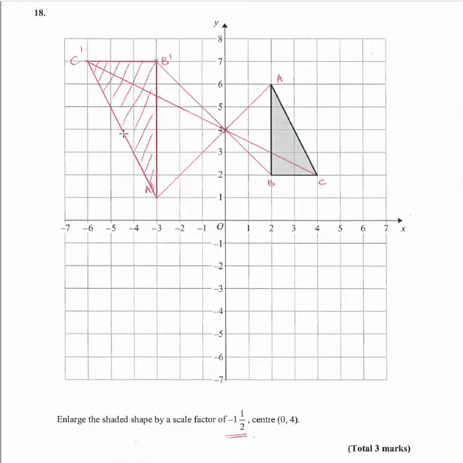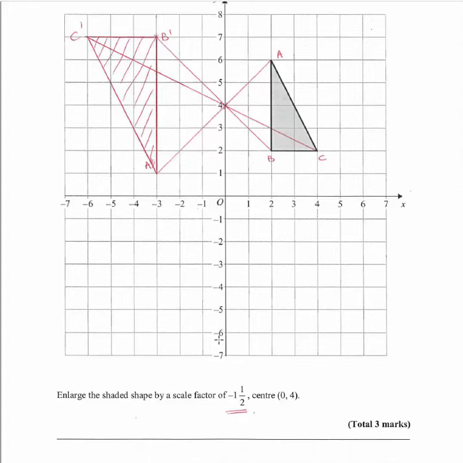You can see that this triangle is 1.5 times bigger than this one, because that is 2 squares, and 1.5 lots of 2 is 3. 1, 2, 3, and the same for the other sides. But the negative part has flipped it upside down.